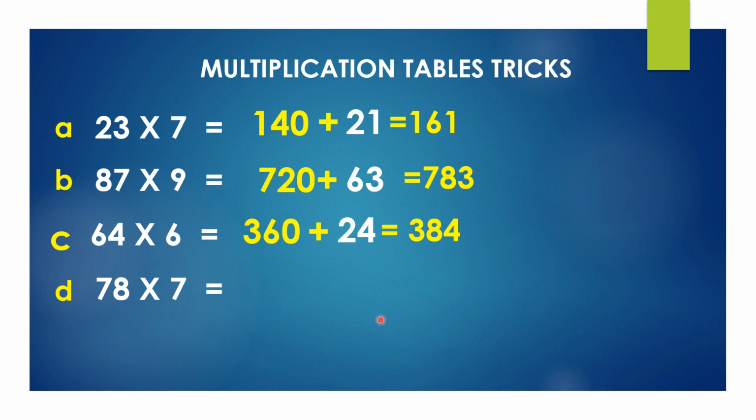78 into 7, same method. First step, 7 7s are 49. Write 0 beside that number. Now 7 8s are 56. Add both these numbers. It will be 546.